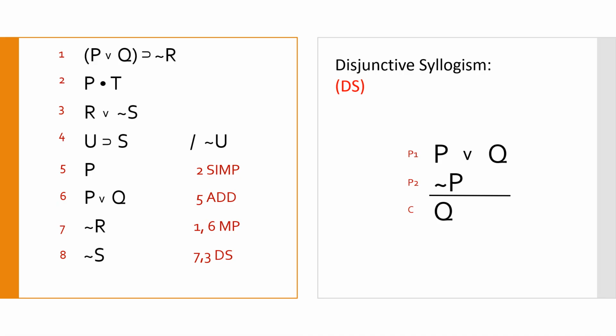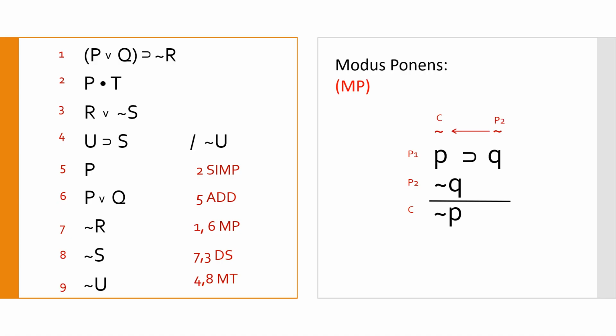And if we take up line 3, which is a disjunctive statement, which is R or not S, what we can show by the rule of a disjunctive syllogism is that not S must be true. That can be affirmed by denying R, which we get in line 7. And so finally, we're in a position to get to our conclusion by way of a rule of modus tollens.